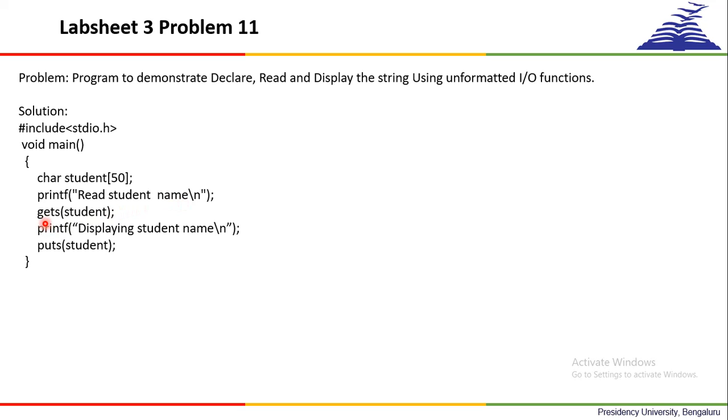Using gets you can simply take the input, and this input can include spaces, blank spaces and tabs. The moment it encounters enter or the end of the line, it will go to the next line. Printf displays the student name, and then puts. It's very simple. You don't have to deal with placeholders or format specifiers like %s. Simply you can use gets and puts, or you can say get a string or put a string here. So to see the working of this, I'll show you.